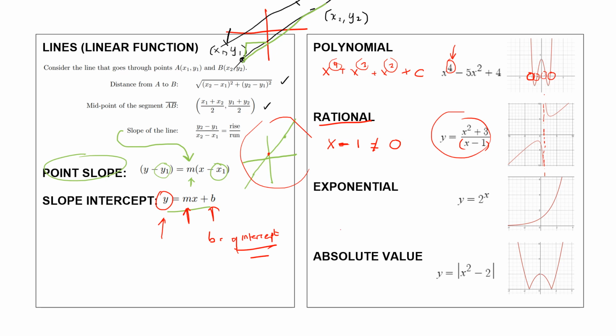Okay, let's move on to exponential. Y equals 2 to the x is our example here. The difference from a polynomial is that the variable x this time is in the exponent. So this basically means as x increases by 1 unit, y is doubling.